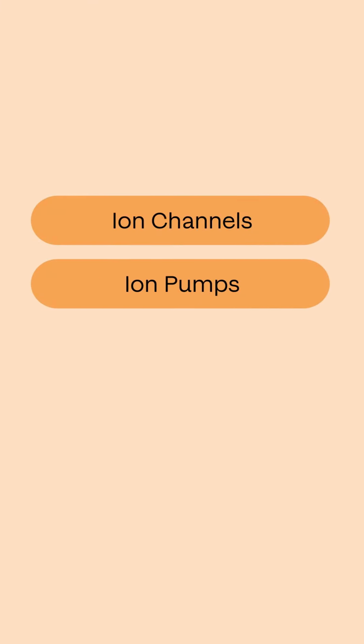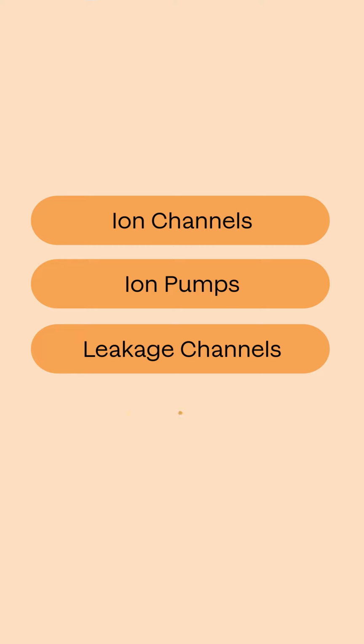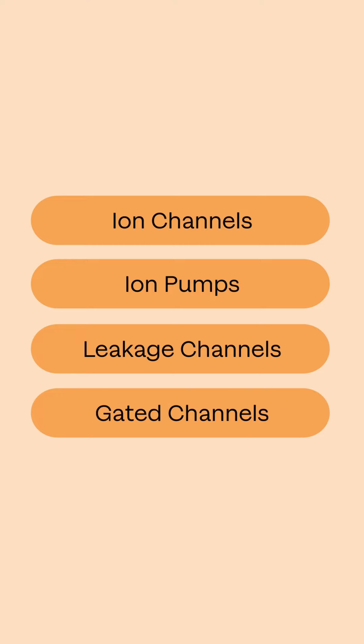First, we'll talk about ion channels, which are passive diffusion mechanisms. They can be leakage channels, which are always open, or gated channels, which are open when stimulated. Some ion channels match specific ions. There are sodium ion channels and potassium ion channels, for instance.